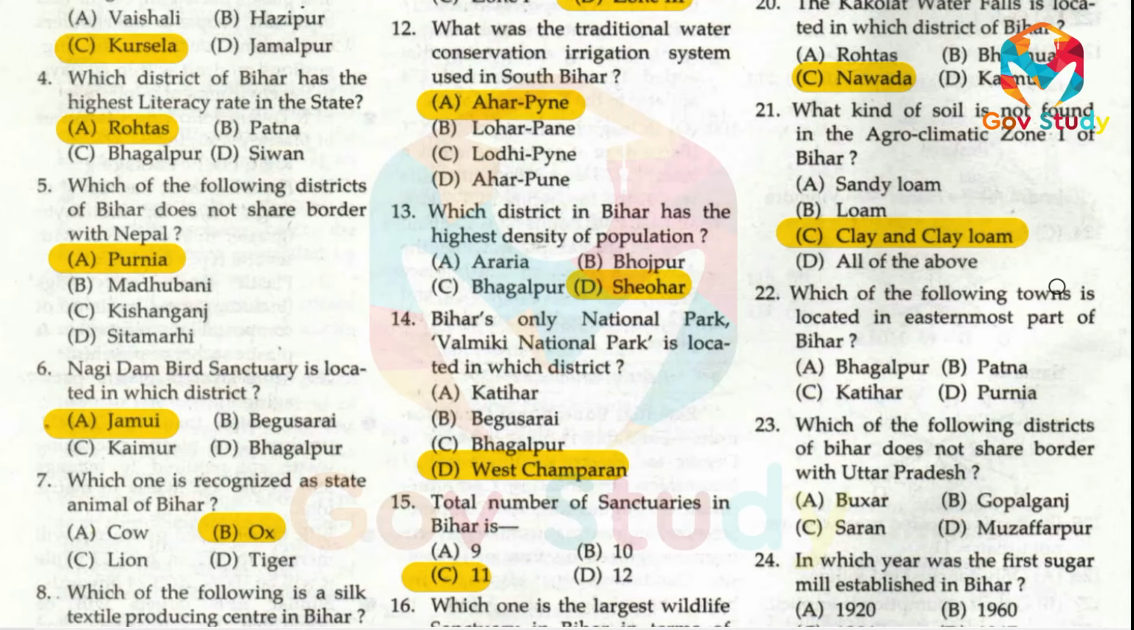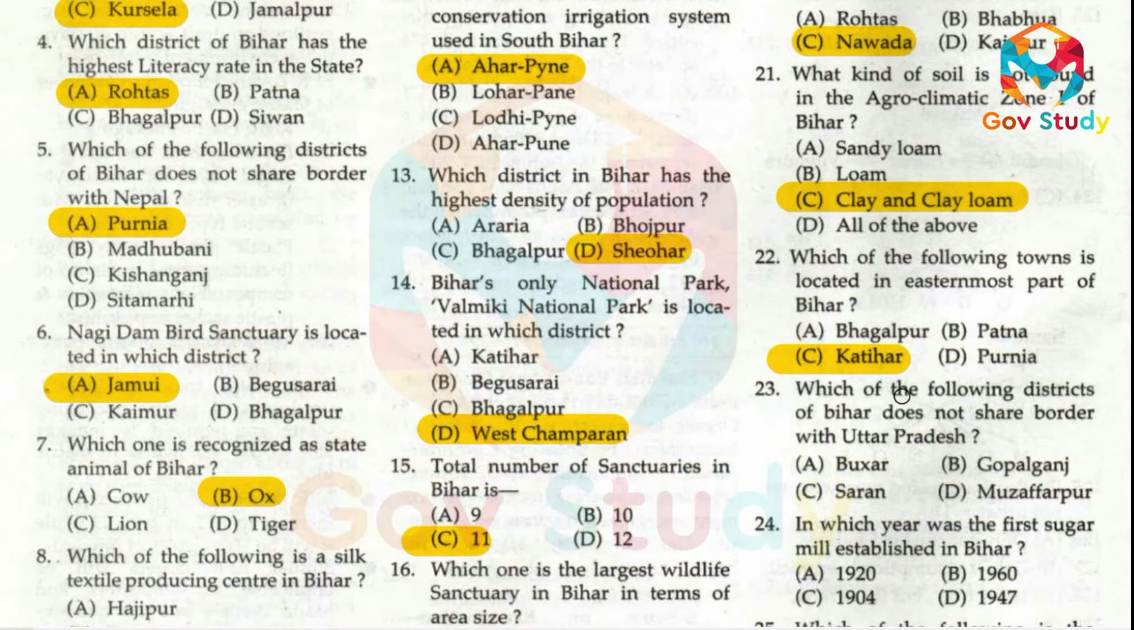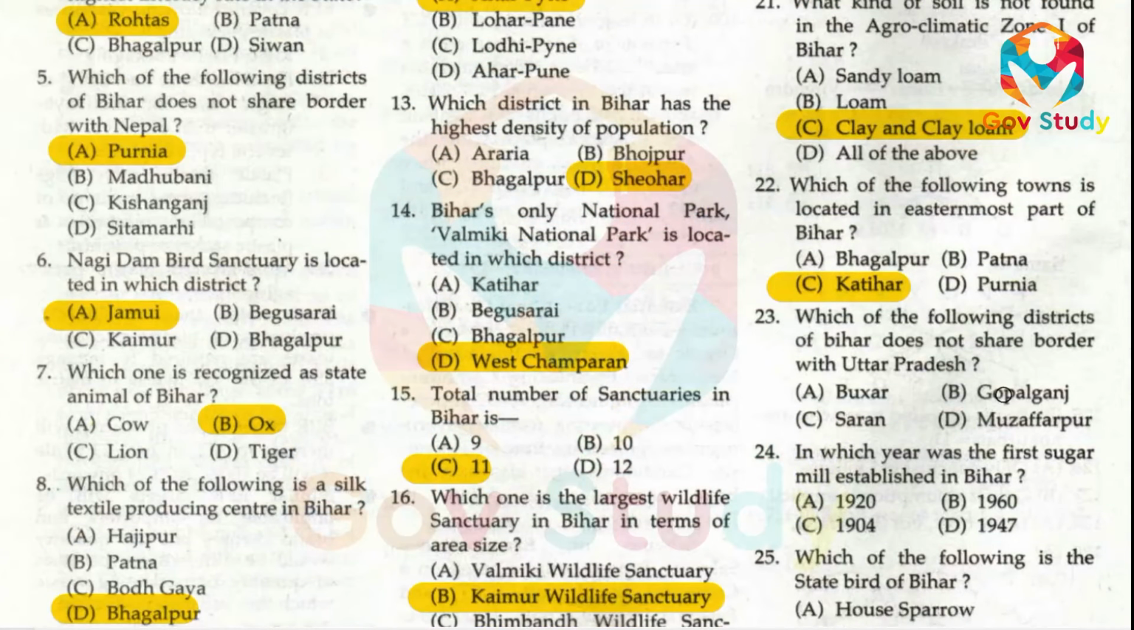Next question. Which of the following towns is located in easternmost part of Bihar? Bhagalpur, Patna, Katihar, Purnia. Correct answer is option C, Katihar. Next question. Which of the following districts of Bihar does not share borders with Uttar Pradesh? Buxar, Gopalganj, Saran or Muzaffarpur. Correct answer is D, Muzaffarpur.